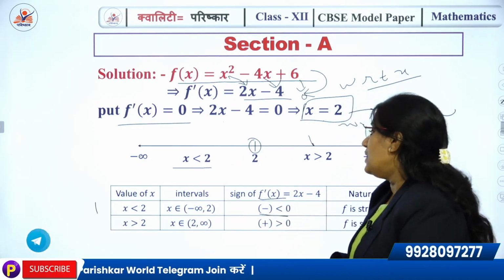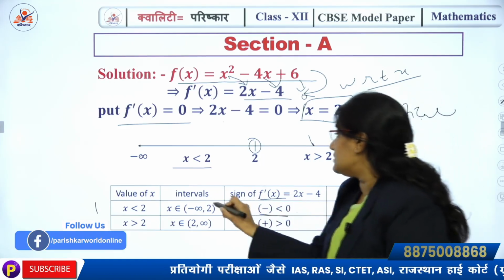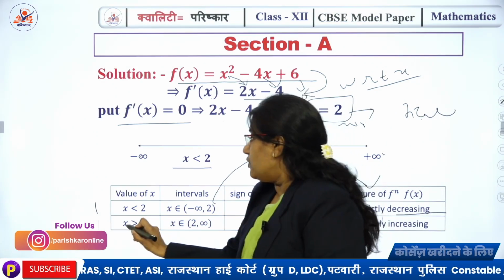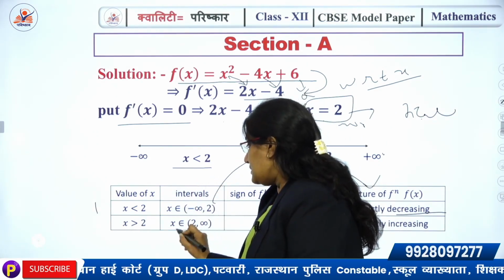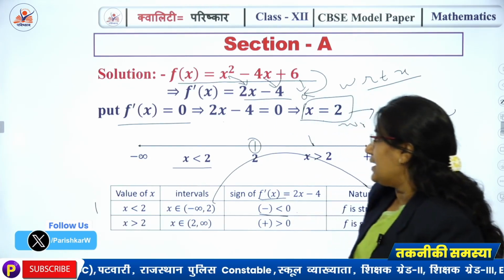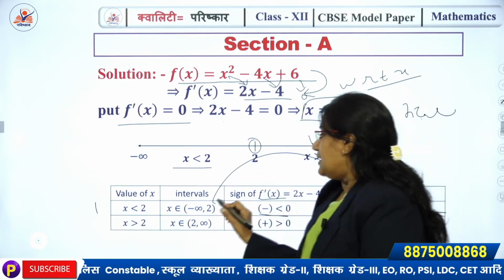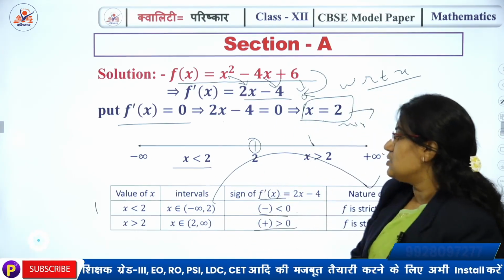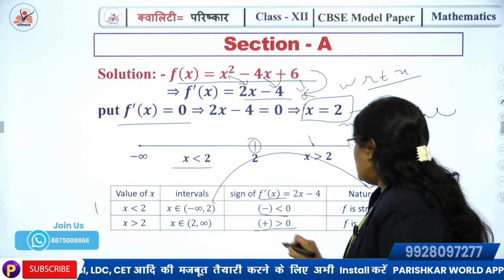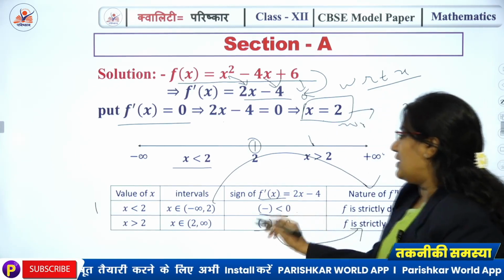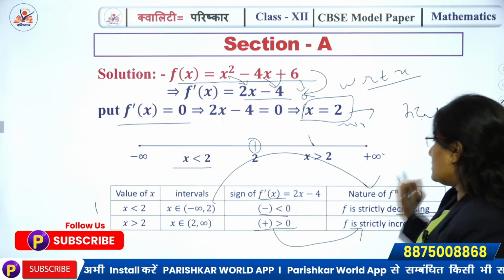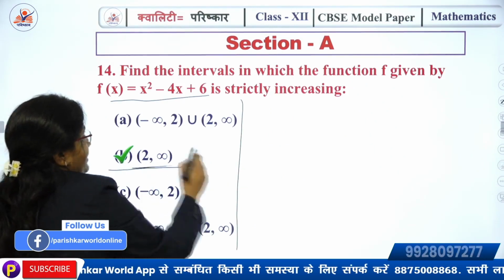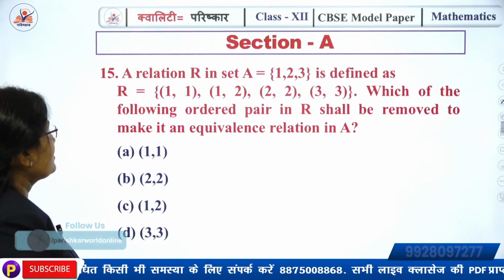And if the sign of f dash x is negative, that means in this interval, function fx is strictly decreasing. Now the value of x is greater than 2, the interval is x belongs to 2 comma infinity, and the sign of f dash x for x greater than 2 to infinity, we see the value of f dash x is positive. Here, when f dash x is positive in this interval, that means fx is strictly increasing in this interval. That means 2 comma infinity is the correct answer. Let's come to the next question.